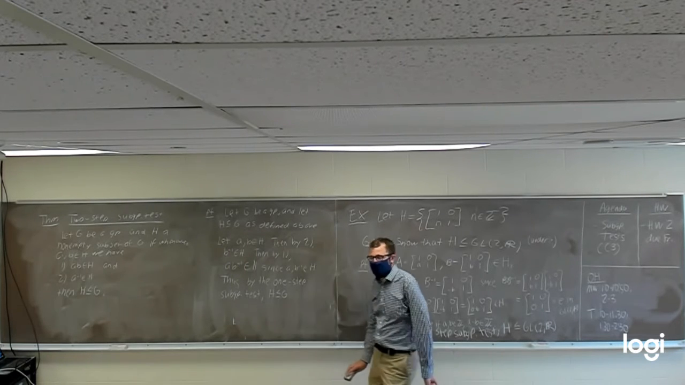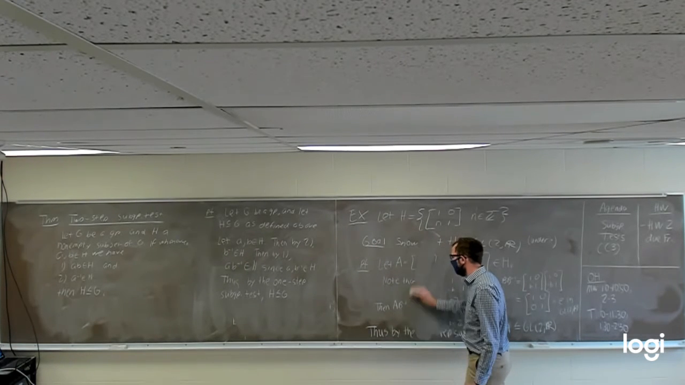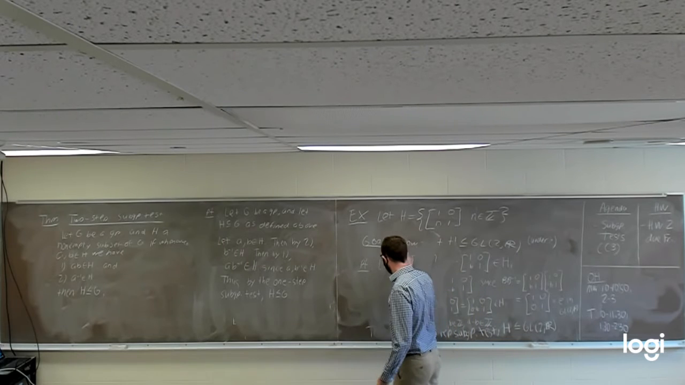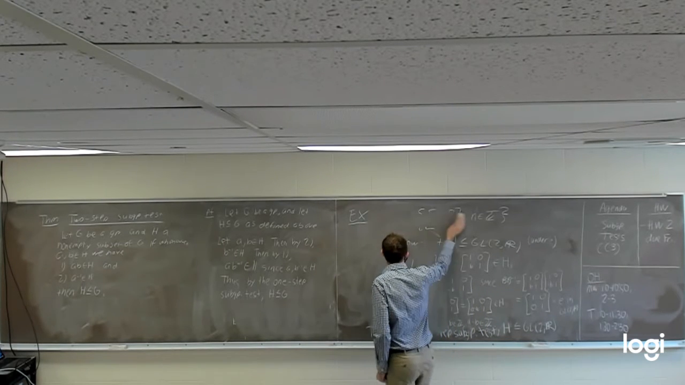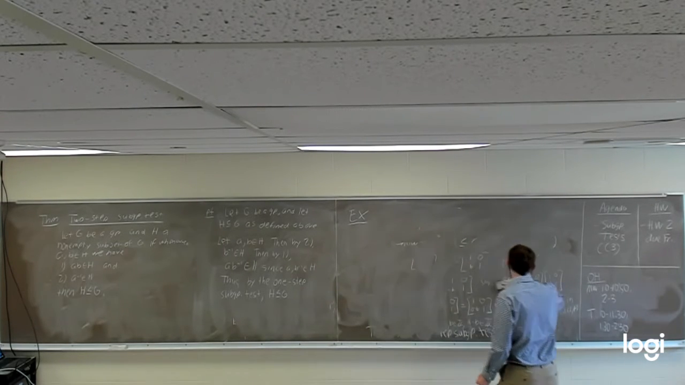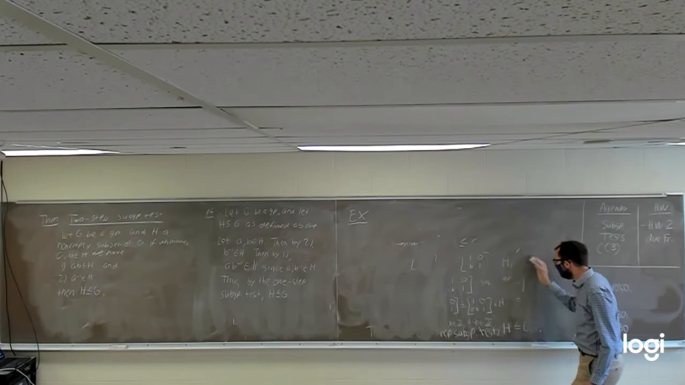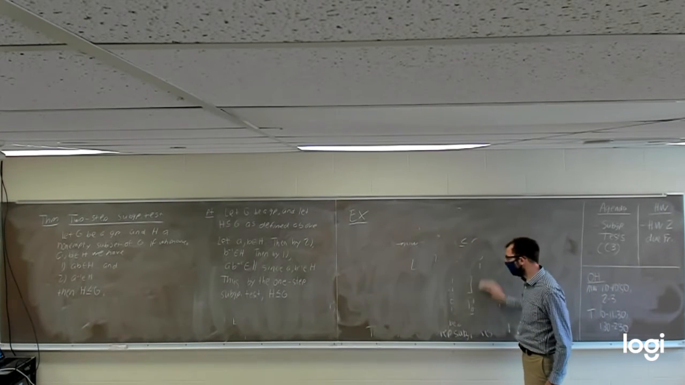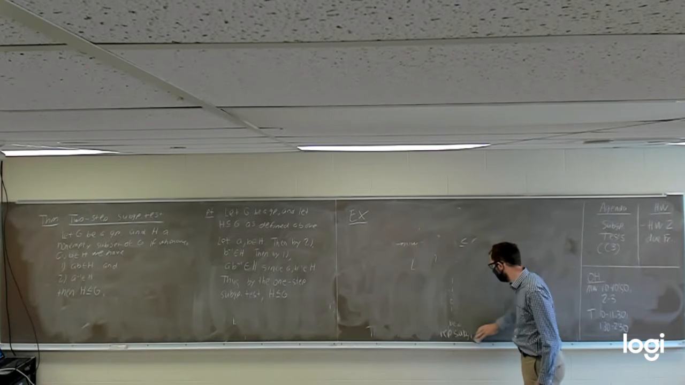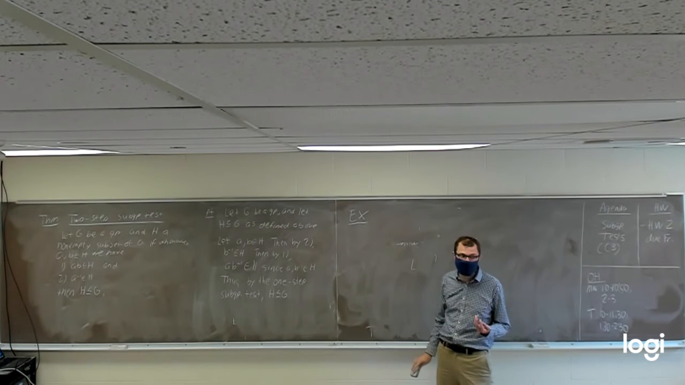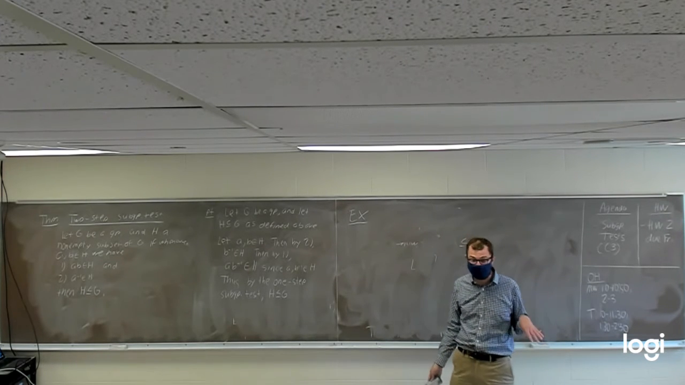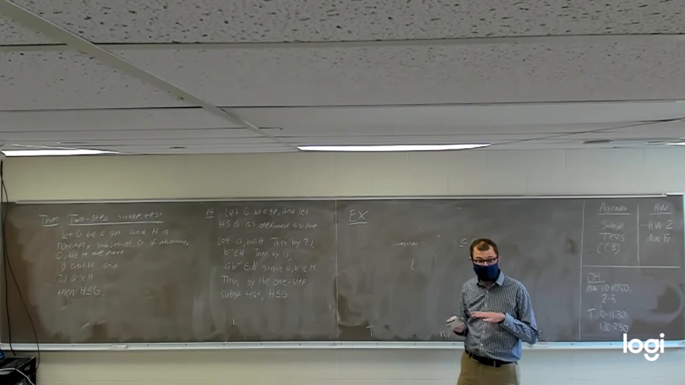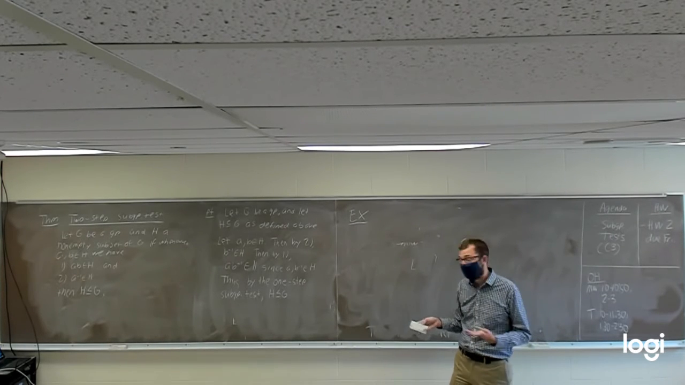Okay, now the fun one: the finite subgroup test. Turns out, if H is a non-empty subset of a finite group G, meaning a group with only finitely many elements, like the dihedral groups, then you don't even need to check inverses. All you need is closure in order for H to be a subgroup of G.